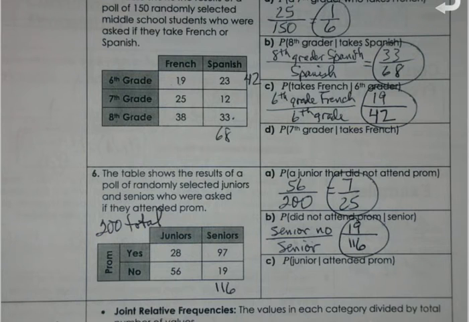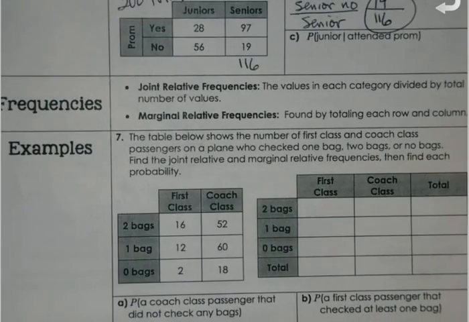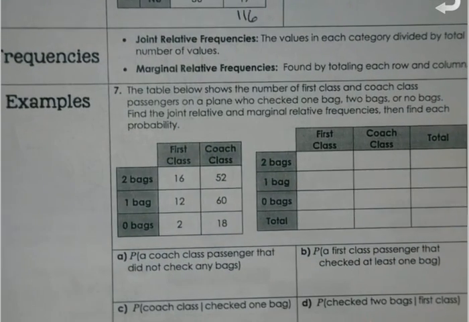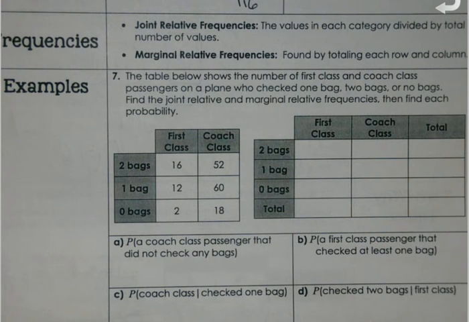So then the last thing with the tables that we can play with are what are called frequencies. So basically what we're going to do here is we're still going to use the tables the same way, but we're just going to do a little bit of math to get there first. The table below shows the number of first class and coach class passengers on a plane who checked 1 bag, 2 bags, or no bags. Find the joint relative and marginal relative frequencies and then find the probabilities.